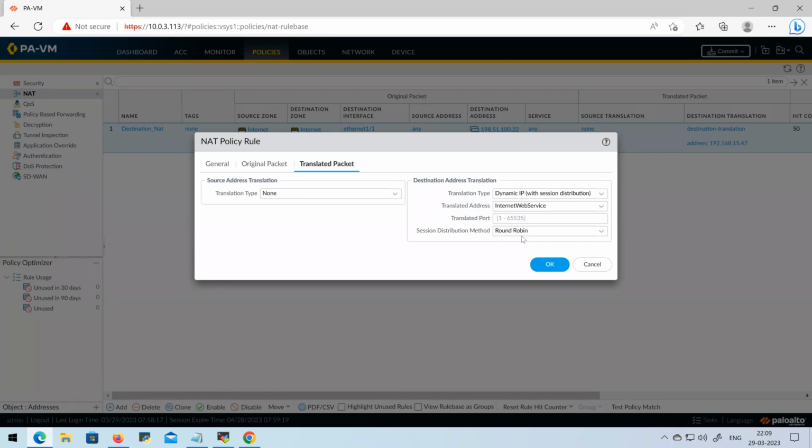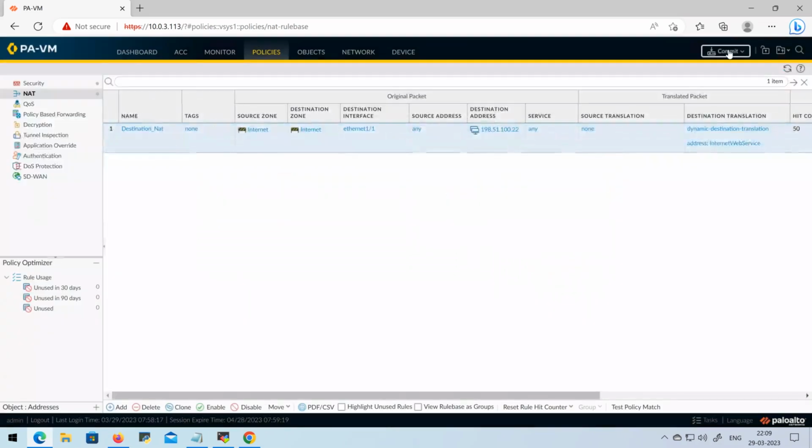For the session distribution, because this is dynamic IP, it will pick any one of the IPs with the help of round robin as a session load balancing mechanism, or the other methods. One is IP modulo. With IP modulo, it performs a hash calculation on the IP and picks up any one of the IP addresses. And one is for least connection. Source IP hash I need to check. So let's give it round robin only. Round robin is the most used algorithm in load balancing because it goes one by one.